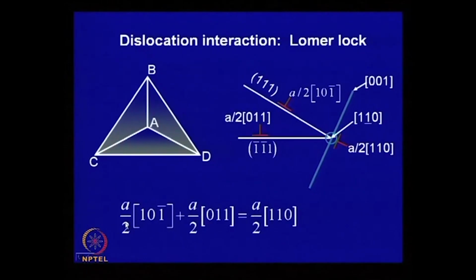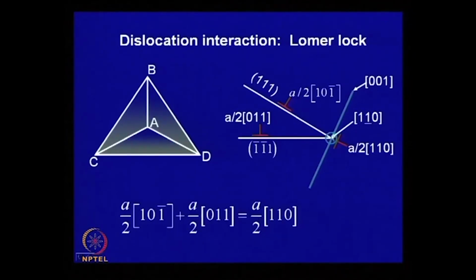Now, here you can clearly see the energy of this dislocation is a squared over 2. If you try and check whether this dislocation reaction is energetically favorable or not, you will find that this dislocation is a squared by 2, this is also a squared by 2, so the total energy is a squared, whereas this resultant dislocation's energy is a squared by 2, which is certainly less. So, this is energetically favorable.